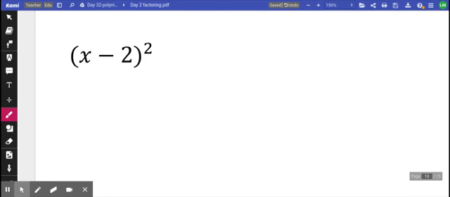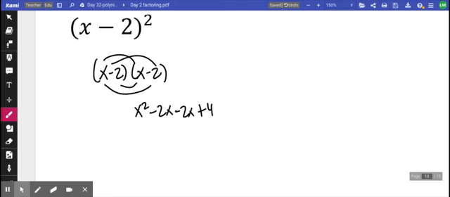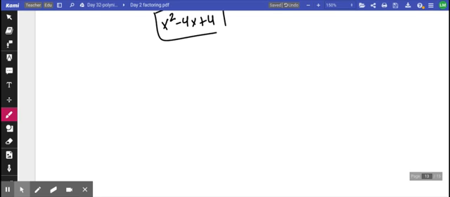X minus 2 squared. When we're squaring something, that means we're just multiplying it by itself. And we're foiling out, right? X squared minus 2x minus 2x plus 4. Scoop up like terms, and those middle terms are always like terms. We can do something with them. X squared minus 4x plus 4. Okay, we're just expanding that.